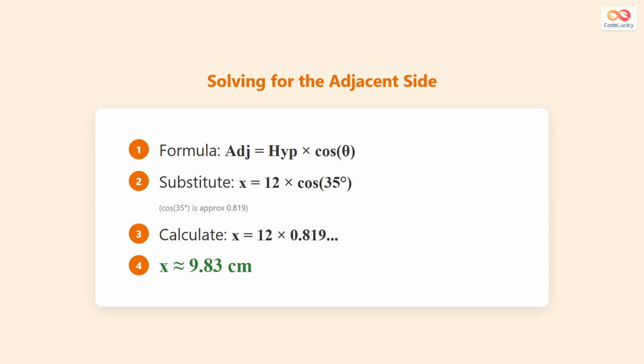Step 1, write down the formula. Adjacent equals hypotenuse times cosine theta. Step 2, substitute in our numbers. x equals 12 times cosine 35. Step 3, calculate the value. 12 times 0.819 gives us approximately 9.83 centimeters.